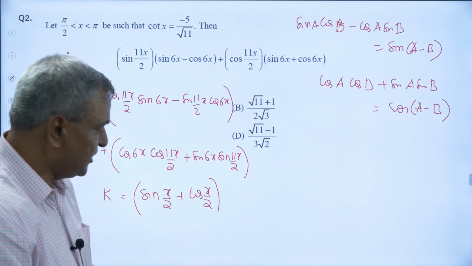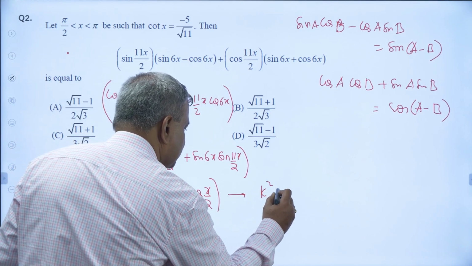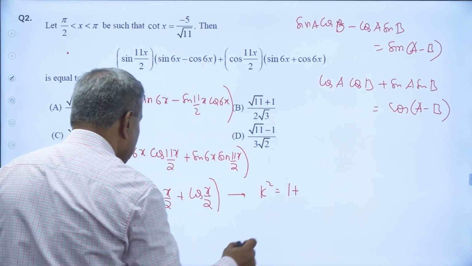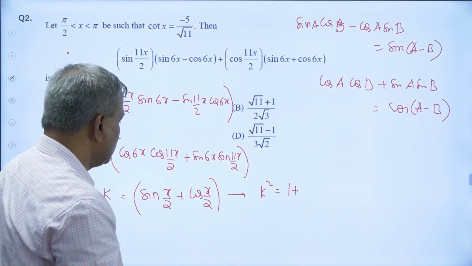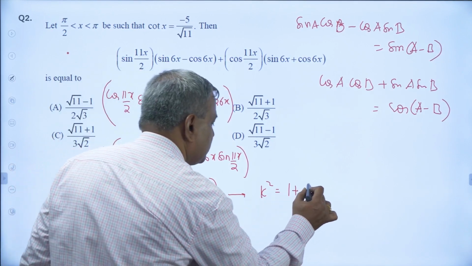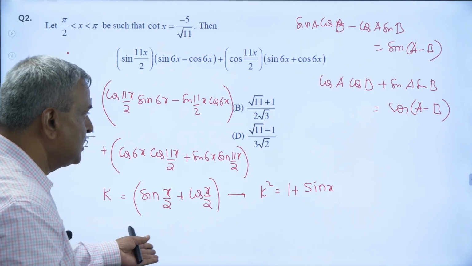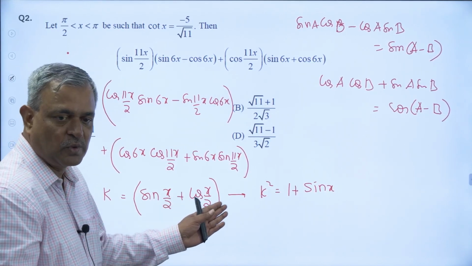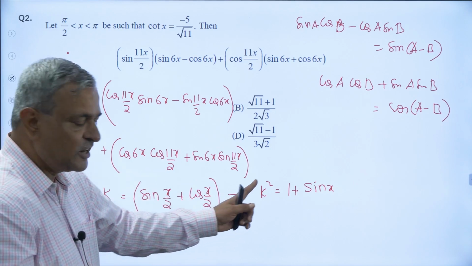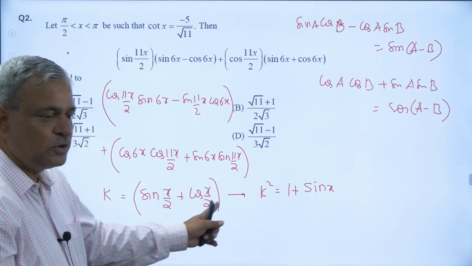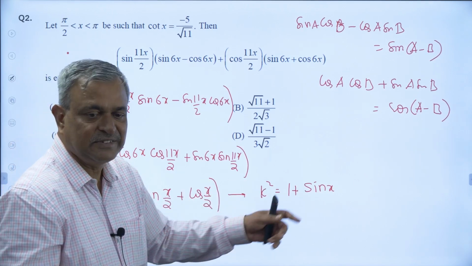We square both sides. What do we get? k square is equal to sin square x by 2 plus cos square x by 2, which is 1, plus 2 sin x by 2 cos x by 2, which is sin x. You already know these formulas. So k square is equal to 1 plus sin x.